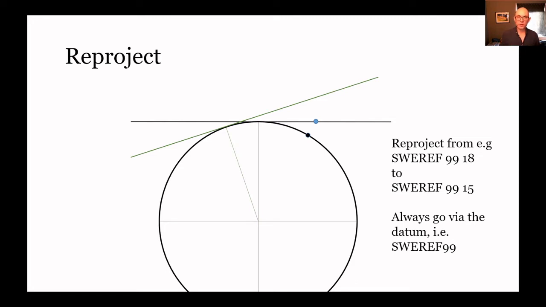The simplest one we can do is a reprojection. If we're using the SBG051 model of the Earth, and we have our coordinates in, say, 18, we've put the piece of paper of the 18th meridian touching the globe there, and those are the coordinates we have. But now we want to have them in 15. So we've moved over a bit and put the piece of paper to touch the globe at the 15th meridian. How do we go about it?